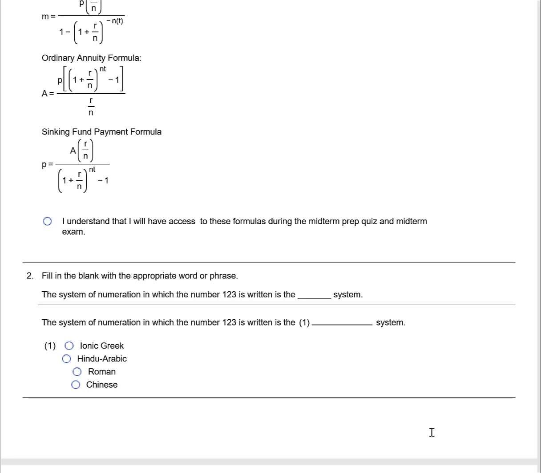All right, question number 2, fill in the blank with the appropriate word or phrase. A system of numeration in which the number 1, 2, 3 is written is which system? And that system is the system that we use, which is the Hindu-Arabic system.